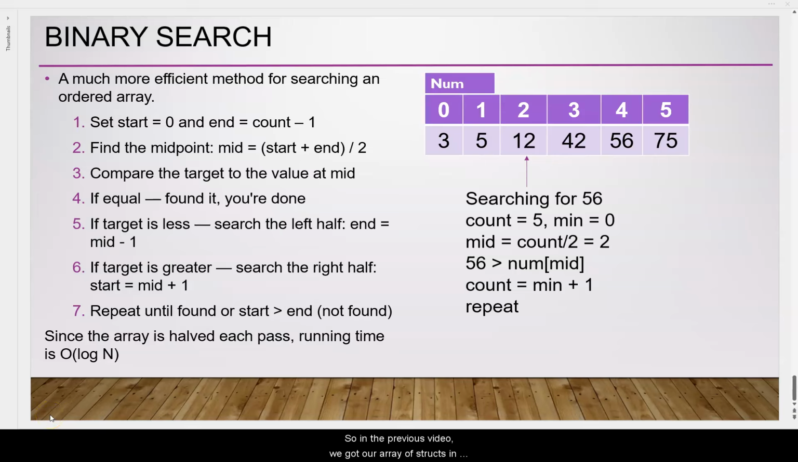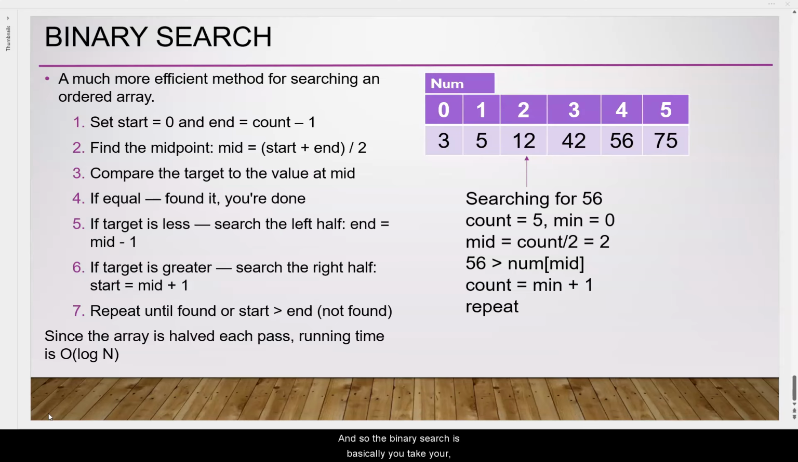So in the previous video, we got our array of structs in an ordered fashion. So now we can go and actually look for items in there more efficiently. And so an efficient, or at least more efficient than a brute force of checking every single item in an array, there is what's called a binary search.